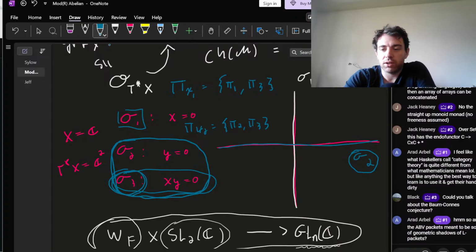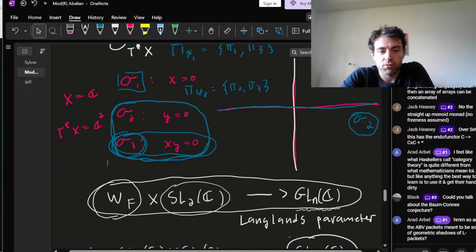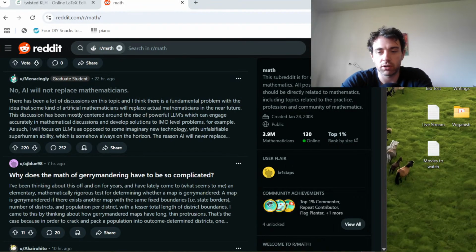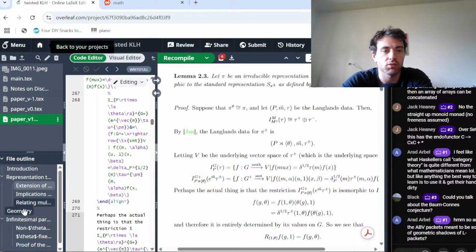Well, the ABV packets aren't necessarily, I wouldn't say they're geometric shadows of L packets, but rather, let me show you a picture. I'll talk about the Bohm-Kahn conjecture in a second, but let me show you a picture from a talk I gave.